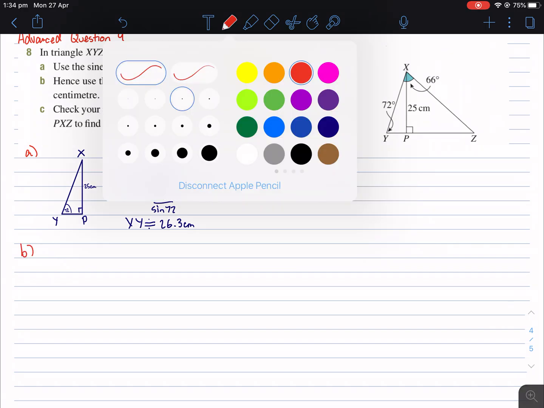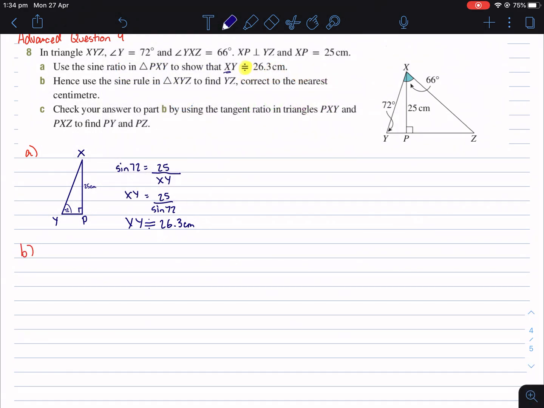So for question B, they're asking us to do triangle XYZ, so that's the bigger outer one. So this is X, Y, Z. They've told us this top angle, it's 66 degrees. We now know XY, it's 26.3. And we know this angle is 72. And we're trying to find YZ. Did I get my X, Y, Zs? Yeah, I got my Y and X around the wrong way. Y and X. So we're trying to find YZ, so we're trying to find this length.